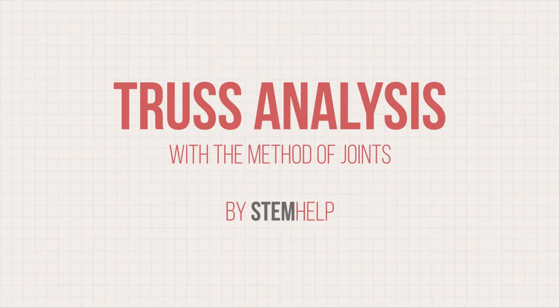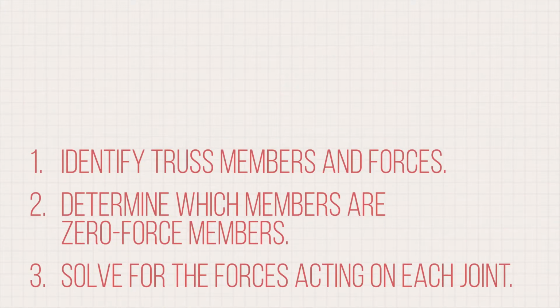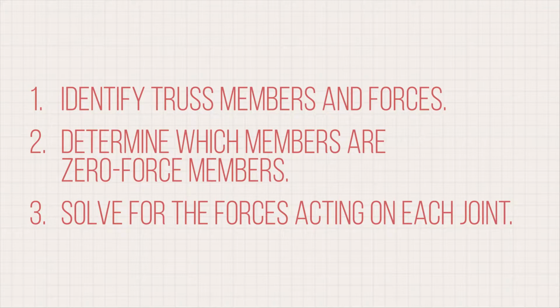To analyze a truss with the method of joints, follow these steps. First, identify all truss members and forces. Second, determine which members are zero force members. Finally, solve for the forces acting on each joint.